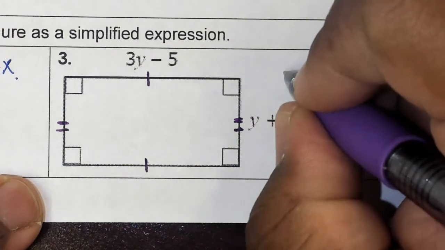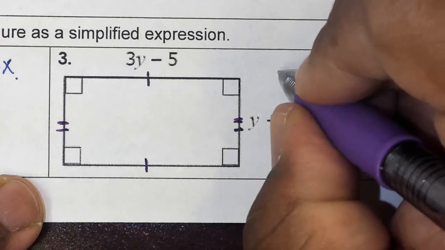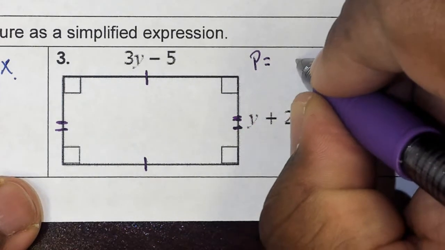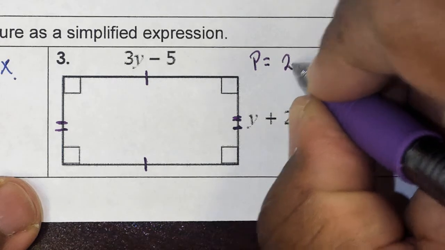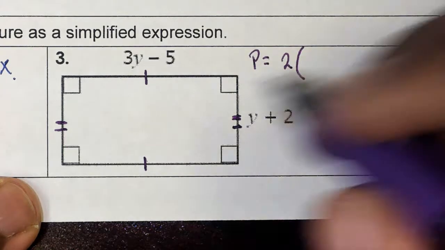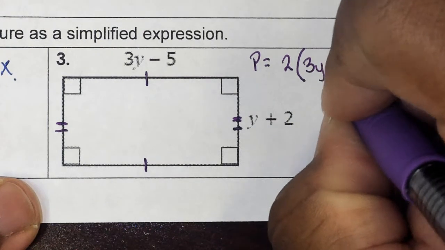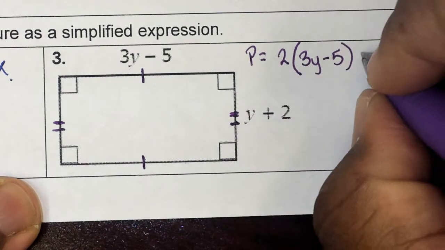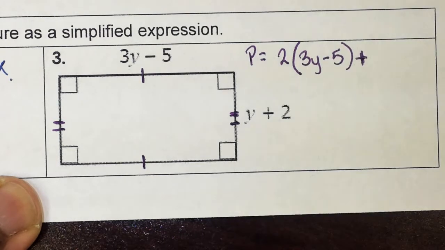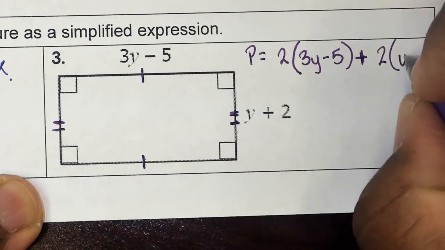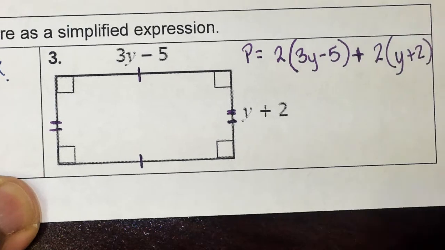So this is what your expression would look like before you simplify it. It would be perimeter equals 2, and then in parentheses, I'll do the top side first, 3y minus 5, plus, remember this is perimeter, so you add 2, then in parentheses, y plus 2.